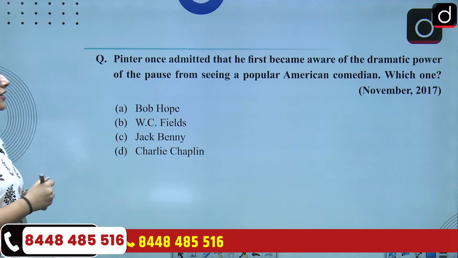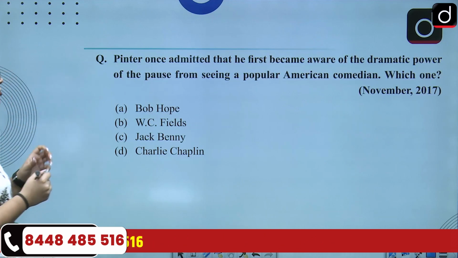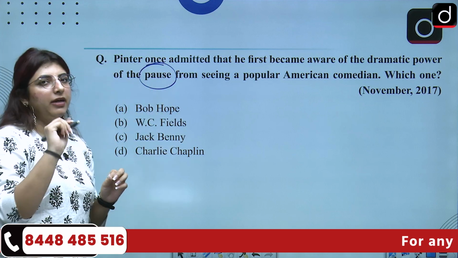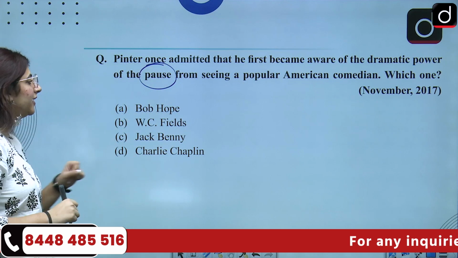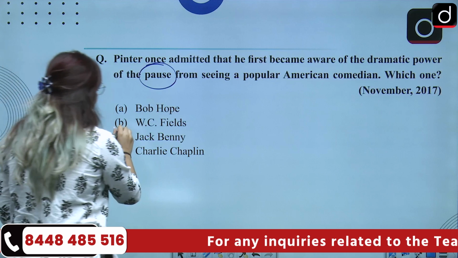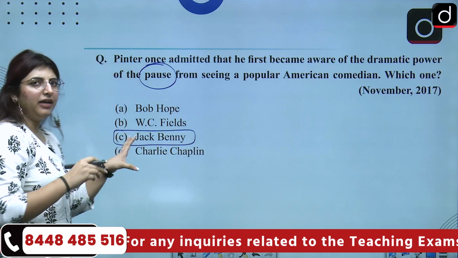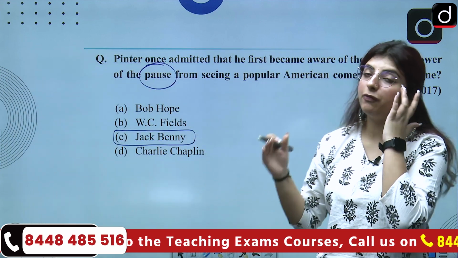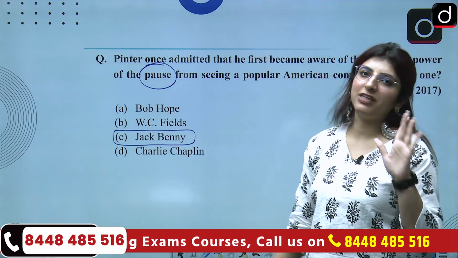Pinter once admitted that he first became aware of the dramatic power of the pause from seeing a popular American comedian. Which one is he talking about? The right answer is option C here, Jack Benny. We won't discuss the other options because these are straightforward sorts of questions, but of course analysis of the question will be done.